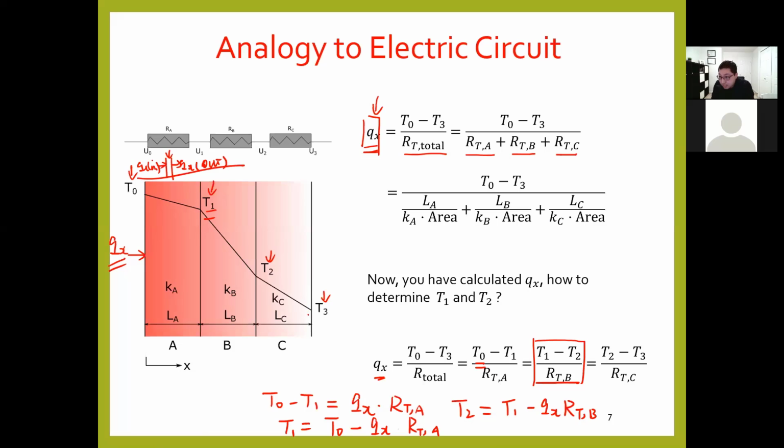Okay, so this case is a steady state case. If you know T0, T1, T2, and T3, you just need to use a straight line to connect them together, right? And then you know how the temperature is distributed across the whole wall, which has 3 layers of different materials. So that's the analogy to electrical circuit, and we can see how simplified the calculation process is if we use this analogy.